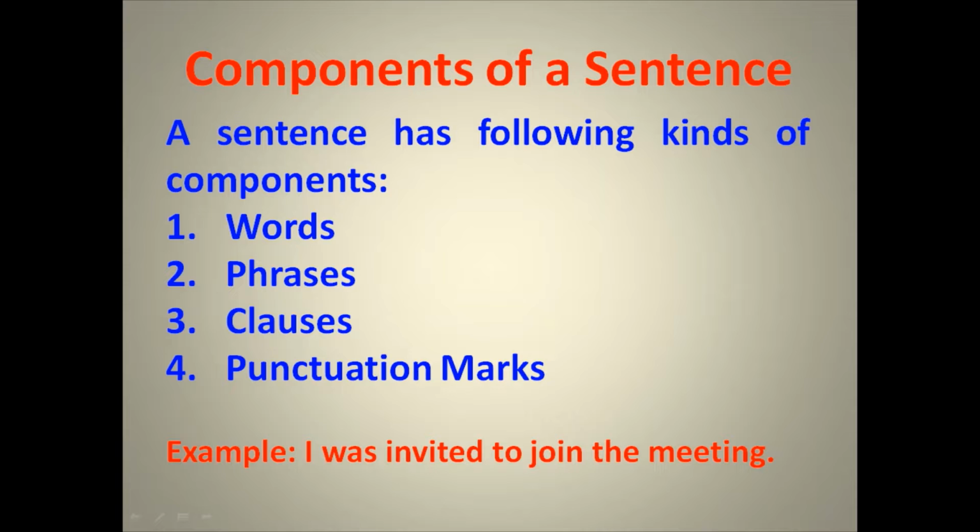Structurally, a sentence has the following kinds of components, means constituents. Number 1, words. Number 2, phrases. Number 3, clauses. Number 4, punctuation marks. Take an example. I was invited to join the meeting.